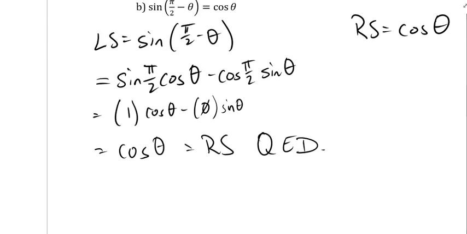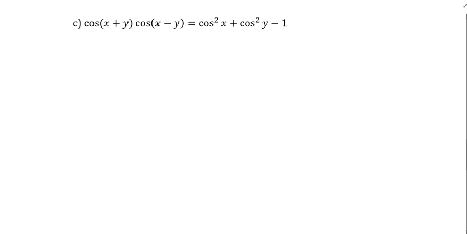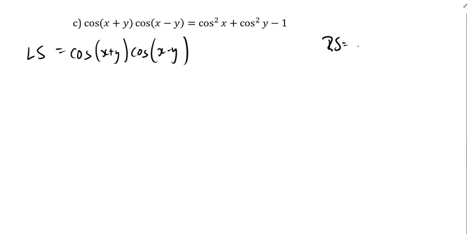That one okay? Cos of x plus y times cos of x minus y equals cos squared x plus cos squared y minus 1. What do you notice about this one?